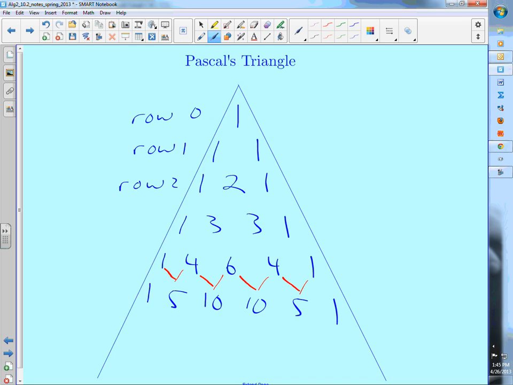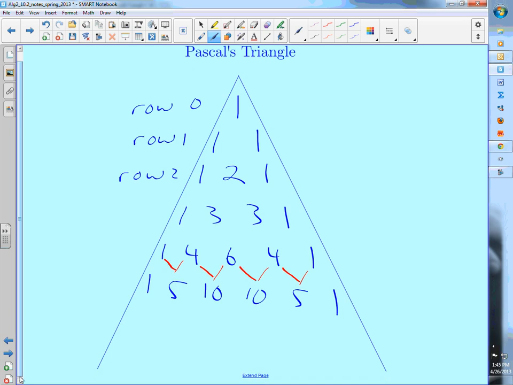Row 2 has 3 terms. Row 3 has 4 terms. Row 4, 1, 2, 3, 4, 5 terms. You always have one more term than the row you're looking at. And again, 1, 6, 15, 20, 15, 6, 1. And the rows are always symmetric.